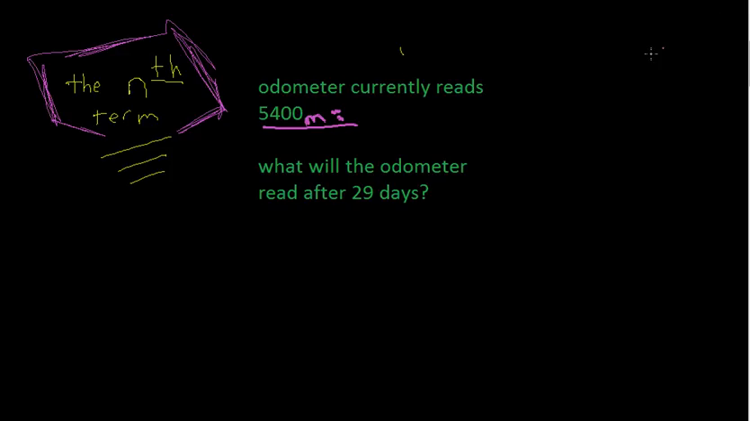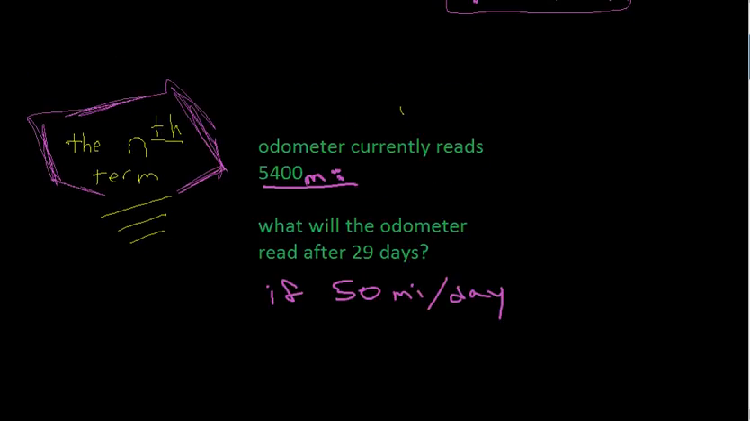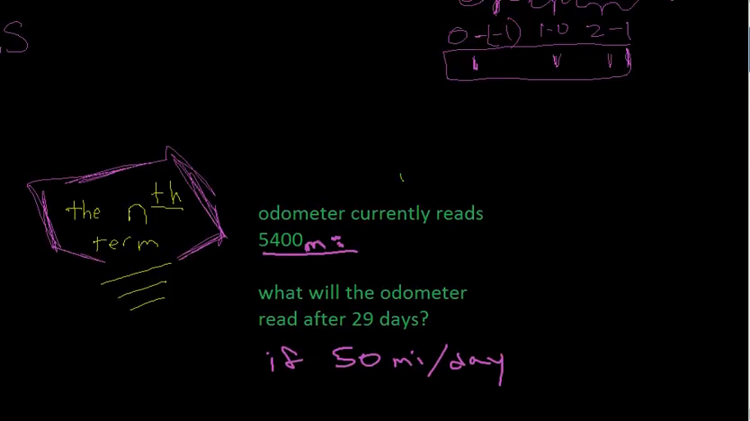Well, what will the odometer read after 29 days? After 29 days, what will it read if I add one more thing here: if my car only travels 50 miles per day. So each day it's only going to travel 50 miles. And it'll travel 50 miles, okay? So do you see a pattern here? A common difference? What would that common difference be?